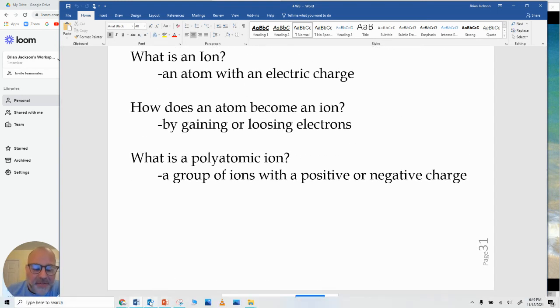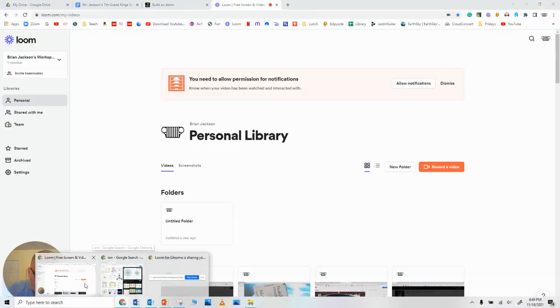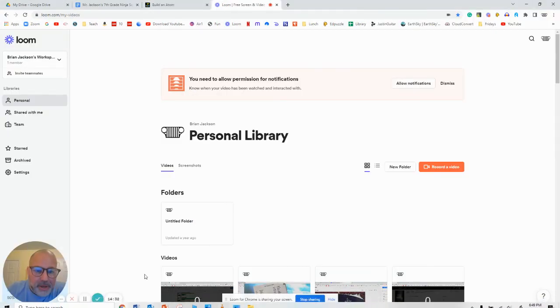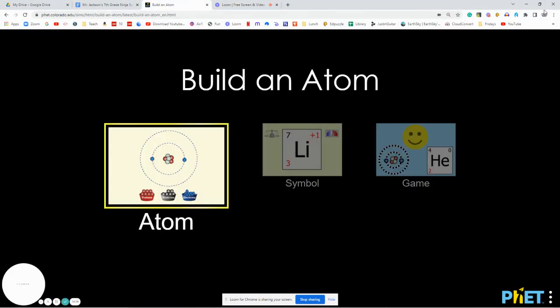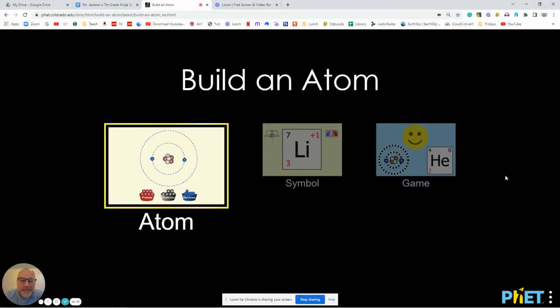Then the very last thing for us to do today, after you work on those, let's see if I can find this, should I bring it up on here? Oh, here we go. The build an atom, right? Build an atom. Am I still here? So there's a link, again, in Schoology right there for build an atom.